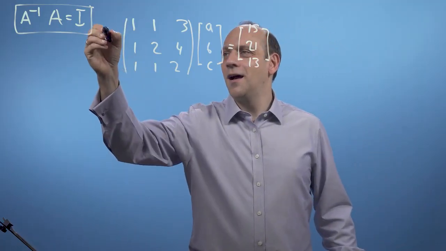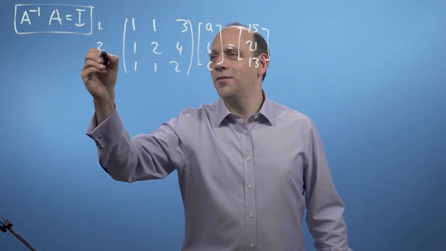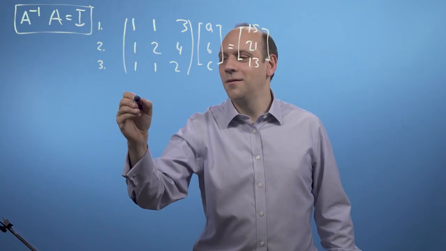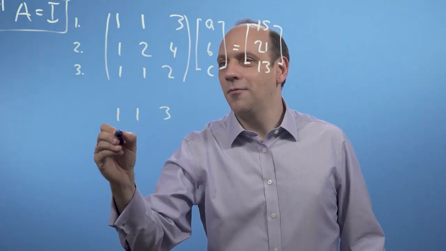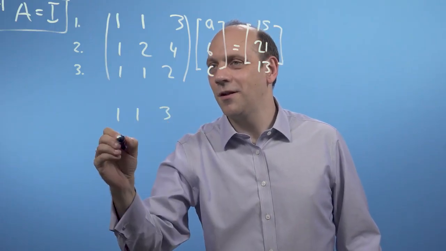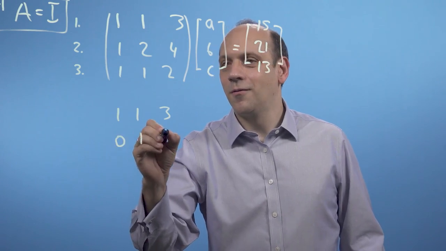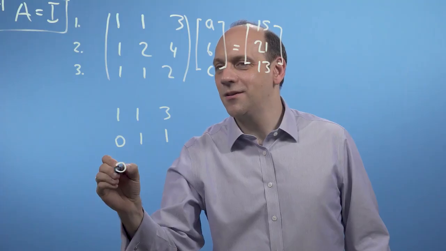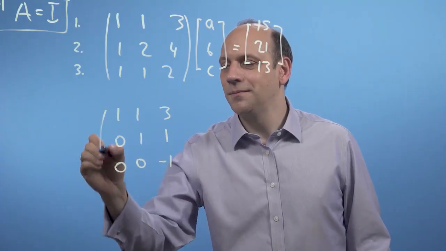So if I call this row 1, row 2, and row 3, if I take row 1 off of row 2, I'll have 0, 1, 1. If I take row 1 off of row 3, I'll have 0, 0, and minus 1.